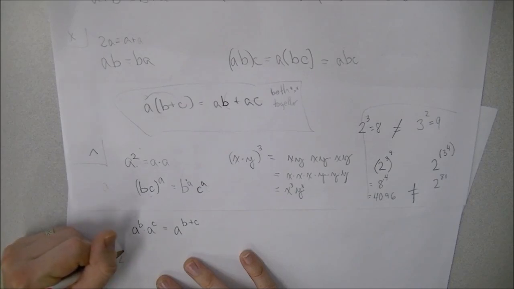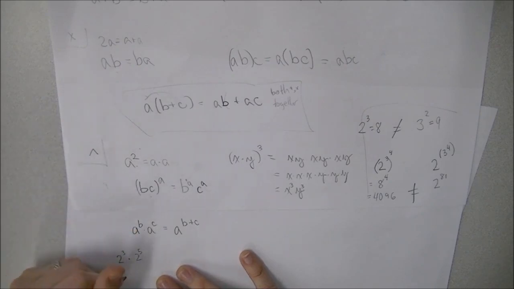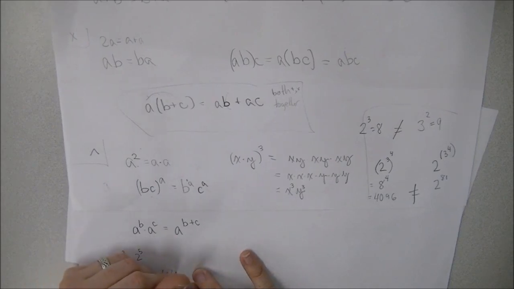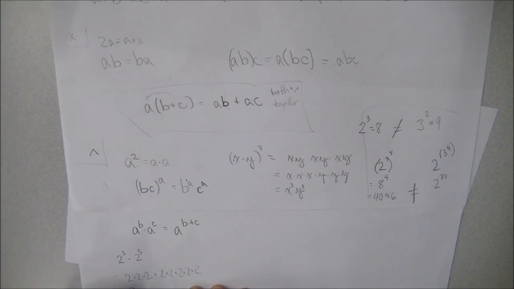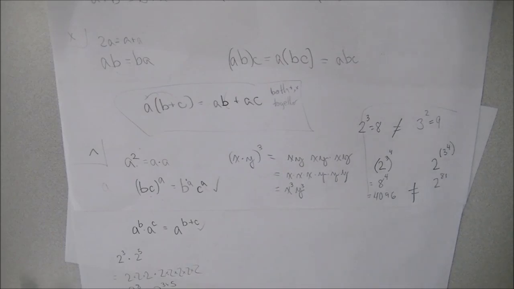Let's go 2 to the 3 times 2 to the 5. Okay, well, if I write that out long form, it's 2 times 2 times 2, and then times 2 times 2 times 2 times 2 times 2. And we can count all those up to get 2 to the power of 8, which is 2 to the 3 plus 5. So that rule does work too. So we've got that rule, we've got that rule. Okay, what other rules can we come up with based off of what we've done here?